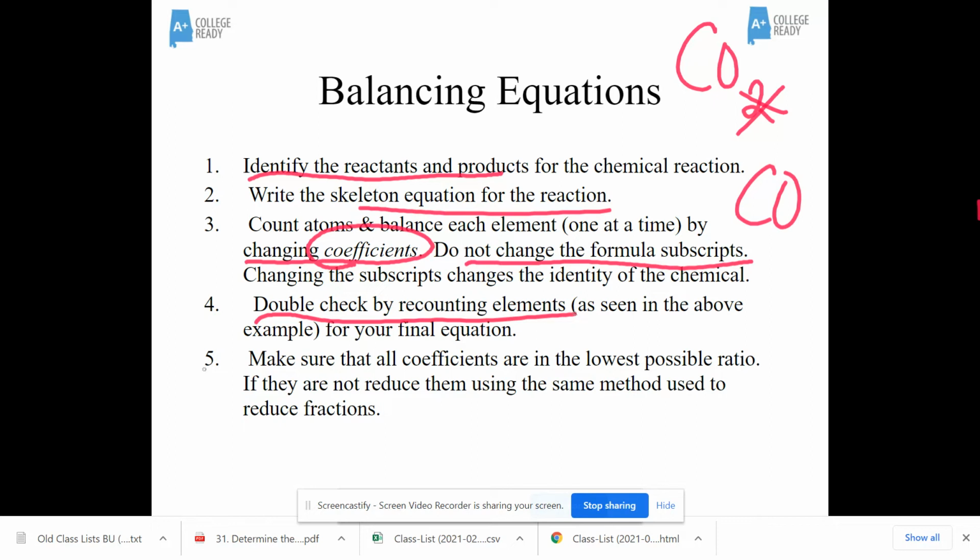Okay? Make sure all the coefficients, here's another little key thing that we tend to forget. Make sure all the coefficients are the lowest possible whole number ratio. So if it's 2, 2, 2, and 2, you got to reduce that down to 1, 1, 1, and 1. Okay? So your coefficients have to be your lowest possible whole number. Okay?